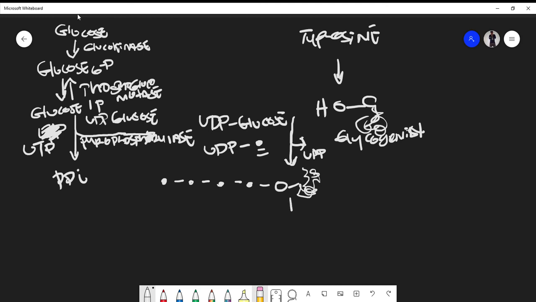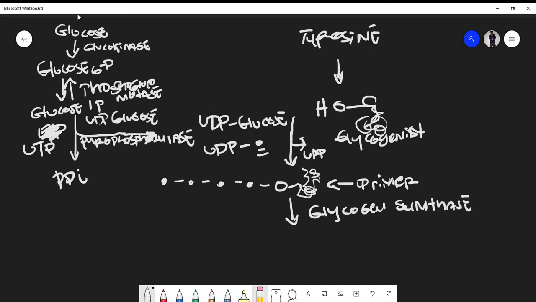So glycogen synthase can now act, because this serves as the primer. Remember, glycogen synthase needed a primer. So glycogenin serves as a primer, and so glycogen synthase can now act by using UDP glucose to continue synthesizing the alpha 1,4 bonds.